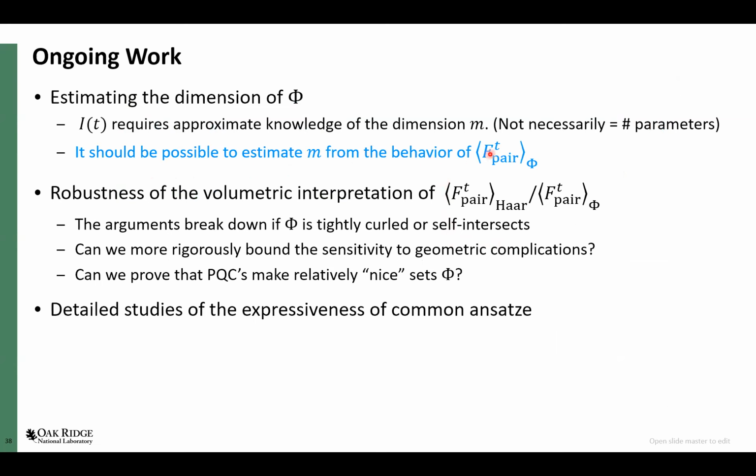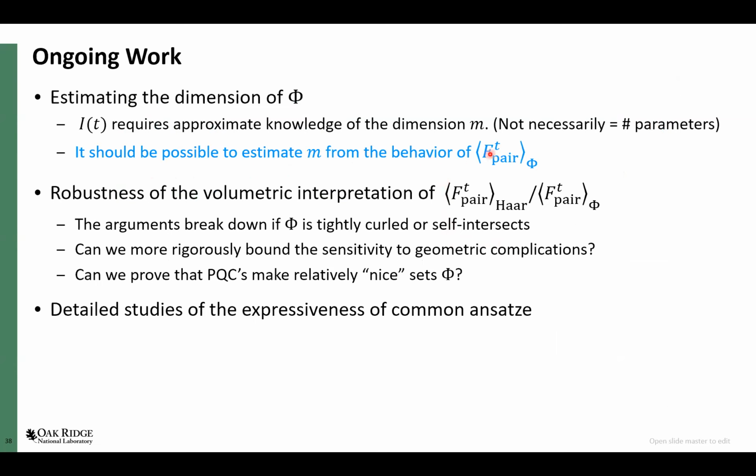Some other work that is ongoing: I showed that this volumetric interpretation holds reasonably well for several different types of parameterized quantum circuits, but I'm working on making that more rigorous. Are there any cases where it's a really bad interpretation? Can we bound the sensitivity of this interpretation to the structure of the circuit?